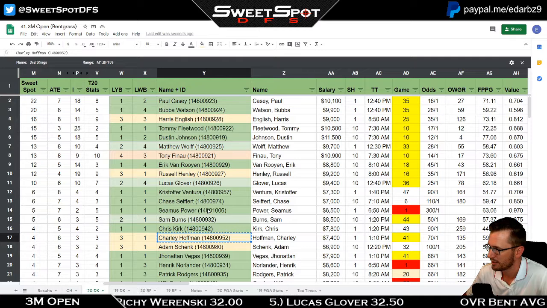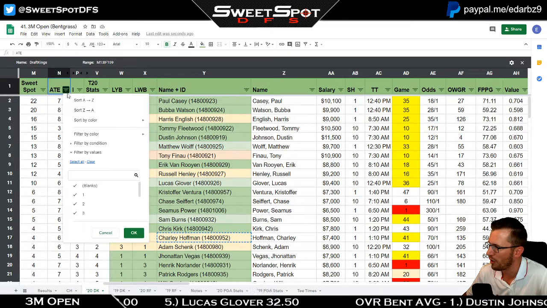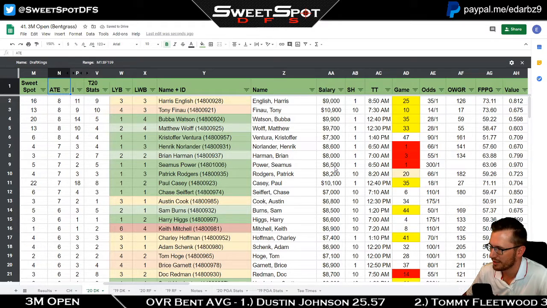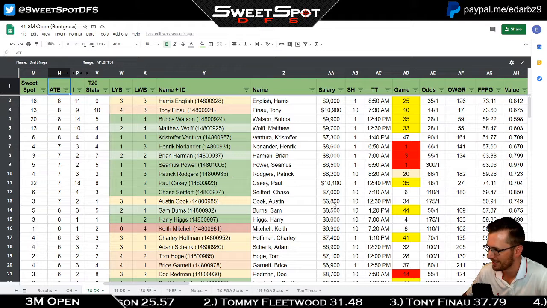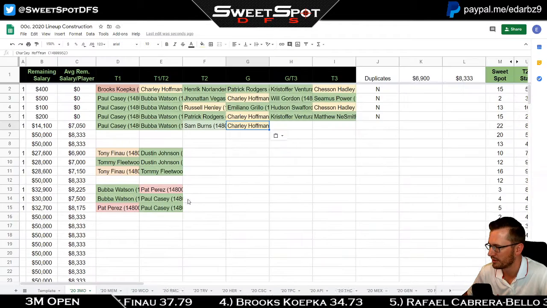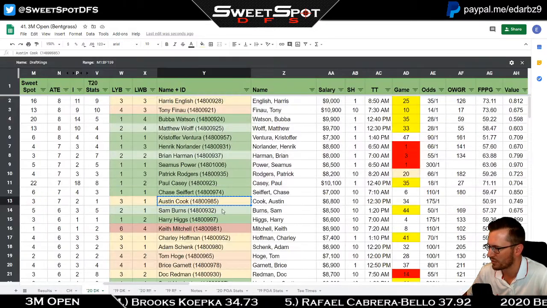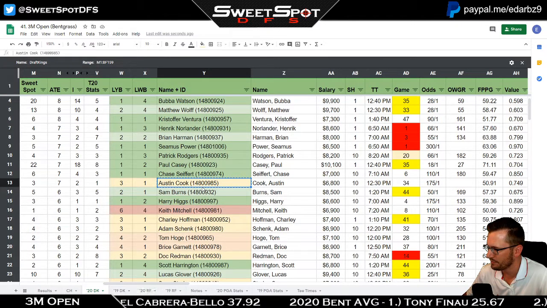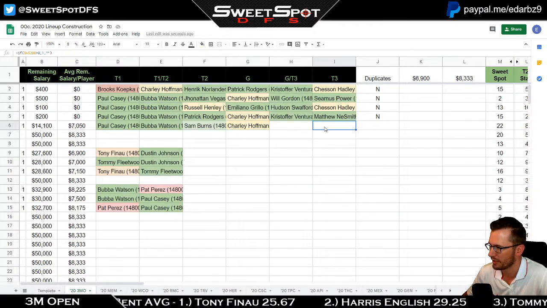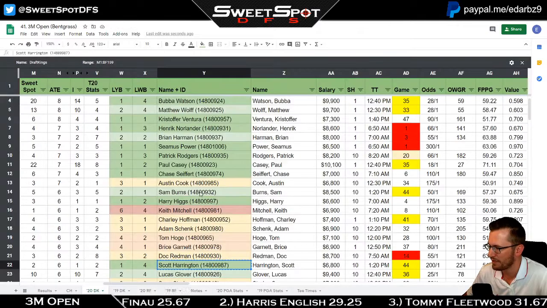But I guess if all things are equal, I mean, find a lower price guy this way. I mean, still Seamus Power shows up quite a bit. Austin Cook shows up now. Not terrible. Already have a 3. I'm not going to add another 3. Scott Harrington is playing with Sam Burns. Perfect. There we go. So now I have $7,300 left.